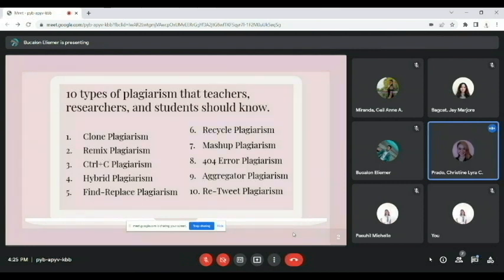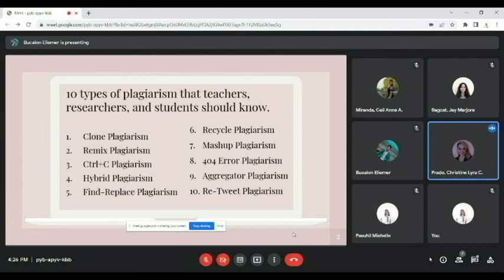Sixth, recycle plagiarism. It is also called self-plagiarism. It refers to the act of borrowing from one's previous document without proper citation. Seventh, mashup plagiarism. It is when the written document is copied from more than one source and all are mixed together without proper citation. Next, we also have the 404 error plagiarism. In here, a person creates a document by copying from various sources, prepared as a single document with a citation, but inaccurate or leads to non-existing sources.